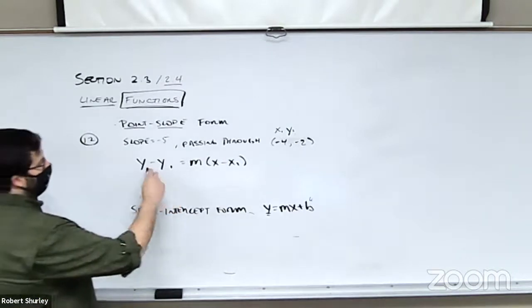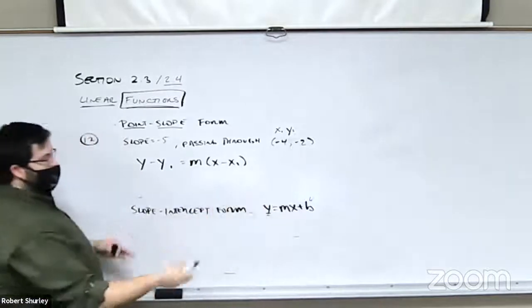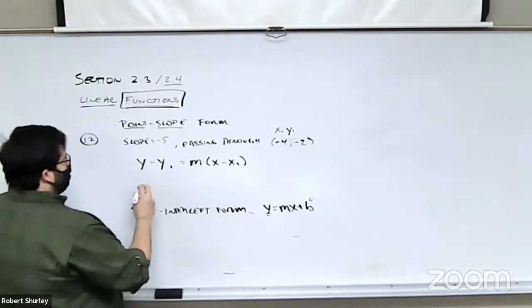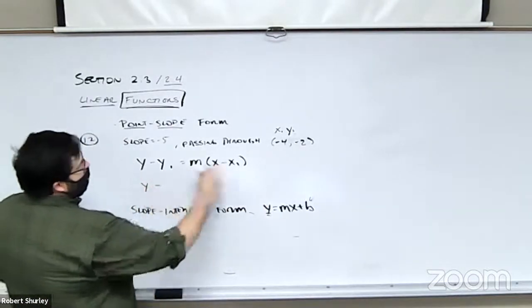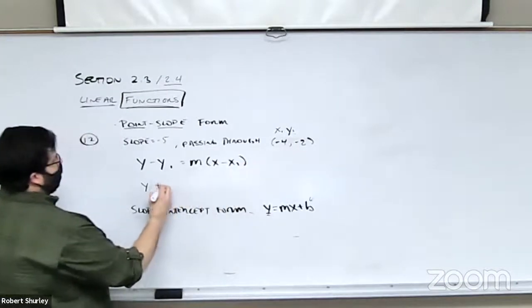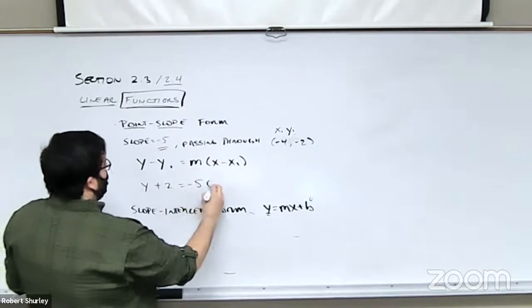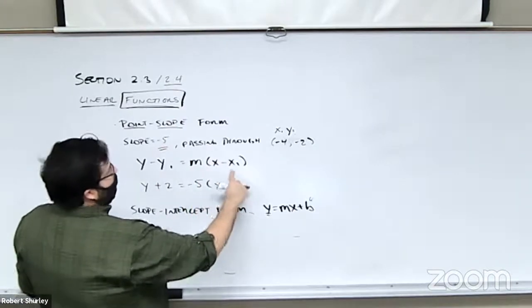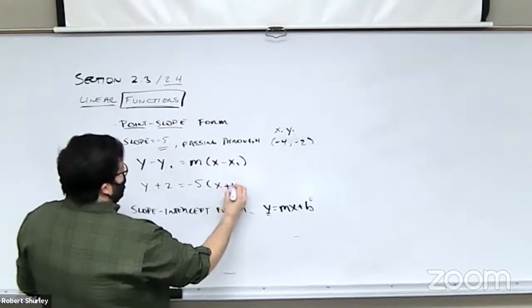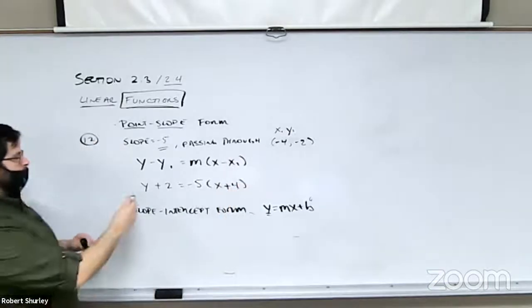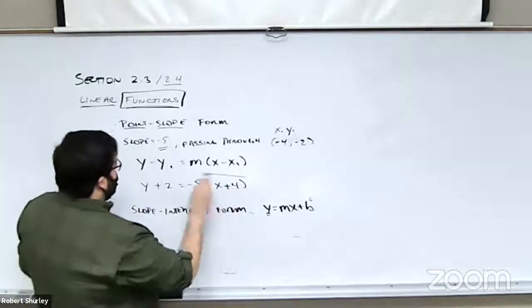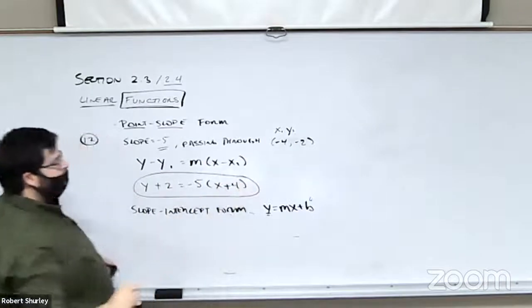So let's see here. Now it's a minus, and we've got minuses, so that's going to turn into addition. So y minus a -2 turns into y plus 2. Our m is -5, so -5 times x minus a -4, so that becomes x plus 4. Okay, so there's my point slope form.